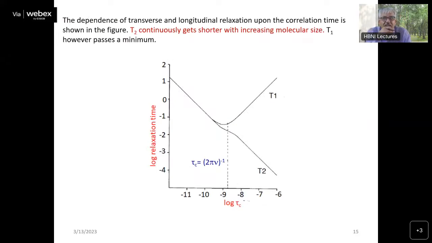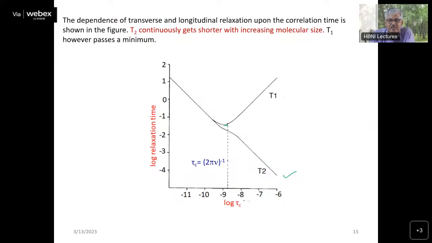And if you remember, this is a curve I told you about, how the relaxation time depends on the correlation time. If you see that T1, I told you that for a small molecule T1 is large, and for a large molecule also T1 is large, and there is a minimum. When the correlation time matches the precessional frequency of that nucleus, you will see a minimum T1. But you see that T2 is continuously decreasing as the correlation time is increasing.